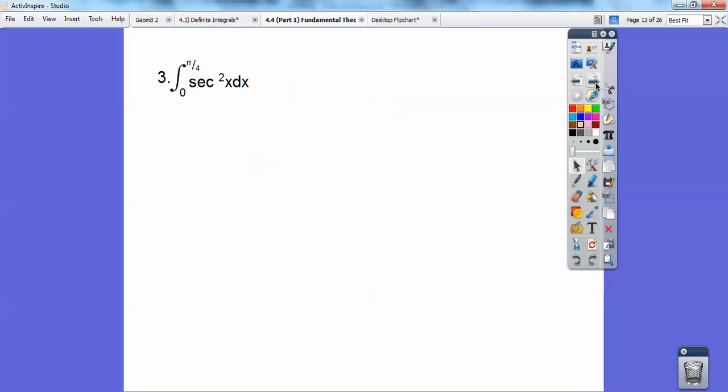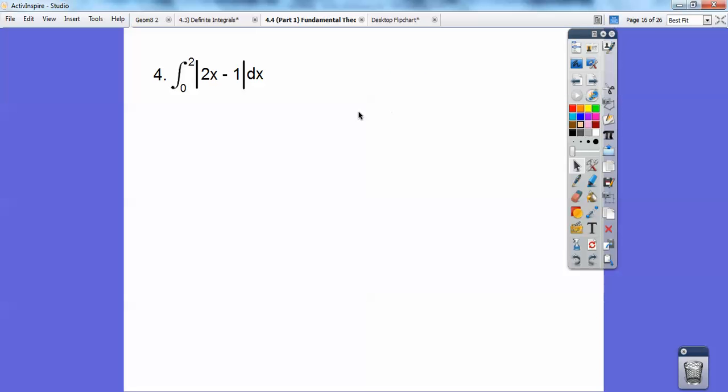All right, and then here, the integral from 0 to pi over 4 of secant squared. Remember, the integral of secant squared is tangent of x. So you plug in tangent of pi over 4 minus tangent of 0. Tangent of pi over 4 is 1. Tangent of 0 is 0, so you get 1 on that. See, this is easy, huh?